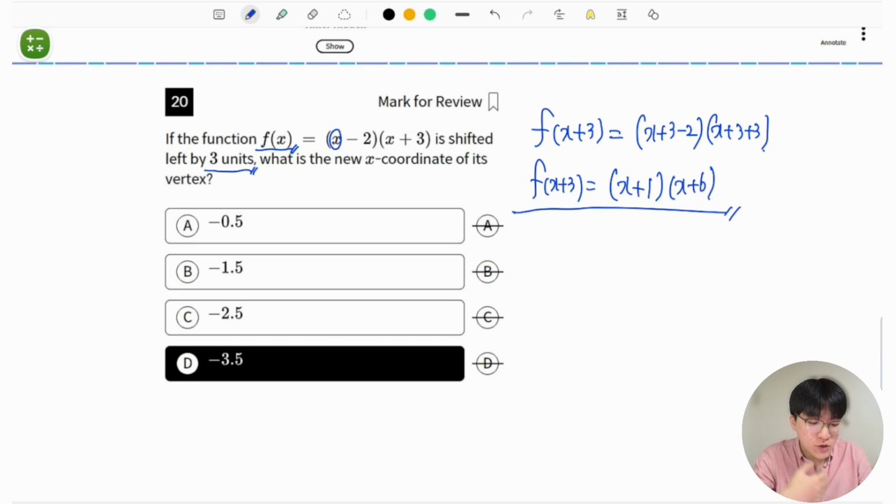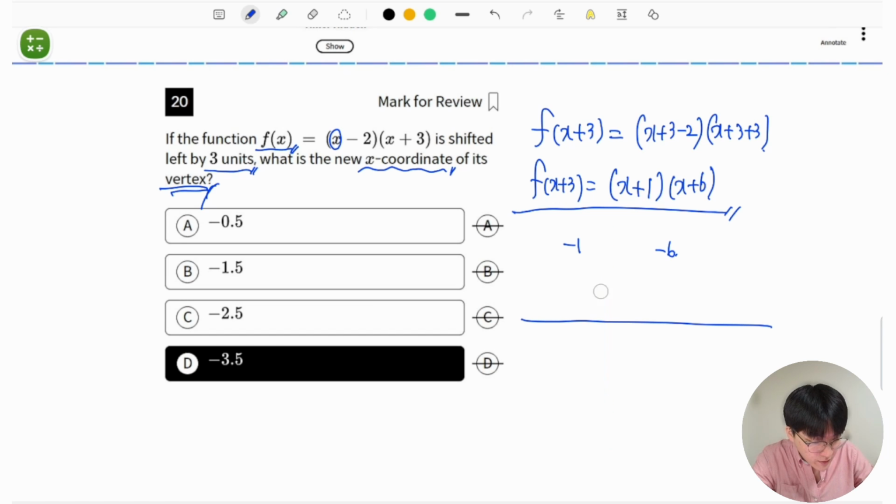(x plus 1)(x plus 6). And that is the translated formula, but we want to find the x-coordinate of the vertex. Now, for the vertex, we can use the vertex formula or complete the square and find the x value, but we also need to understand the symmetry of a parabola, and that will make our lives much easier. Now, we know that minus 1 and minus 6 are the roots, so let's actually draw that.